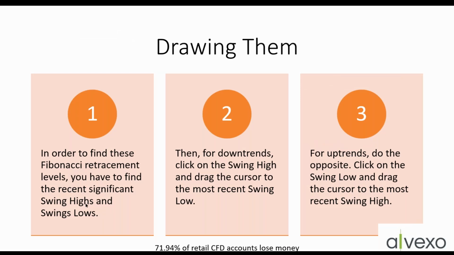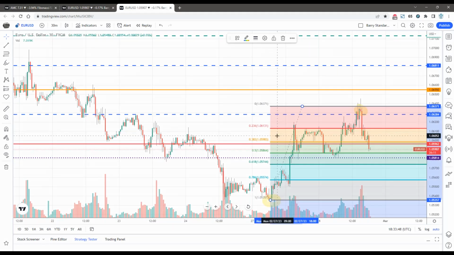So you have to find a significant swing high and swing low. Then for downtrends, you click on the swing high and drag that cursor to the most recent swing low. For uptrends, you do the opposite. You find the swing low and pull your cursor up to the swing high and then drop it on your charts. Now, let's go. So as you can see, it's beautifully dropped on my charts.